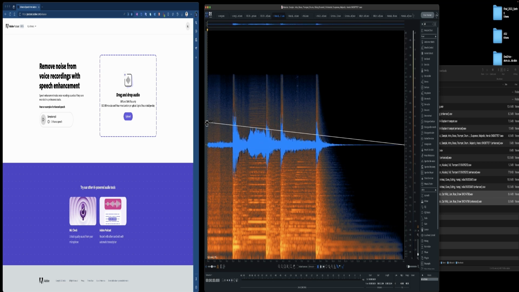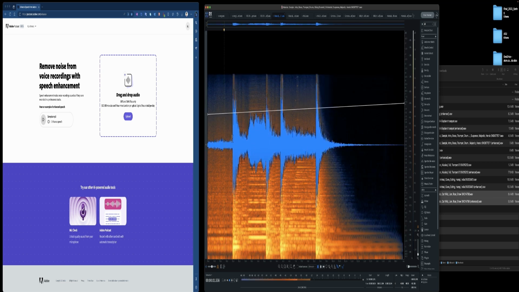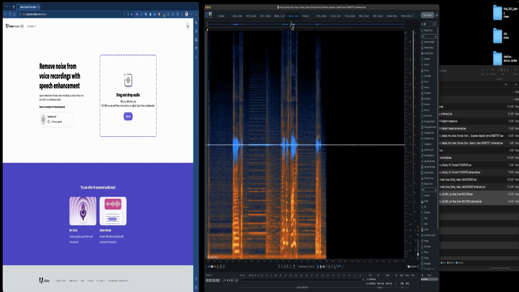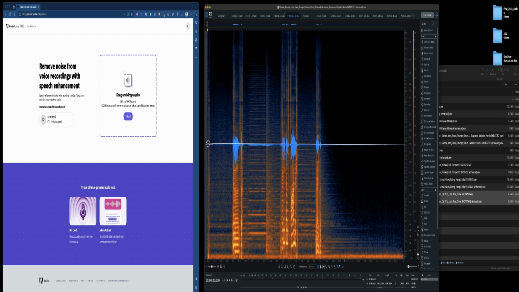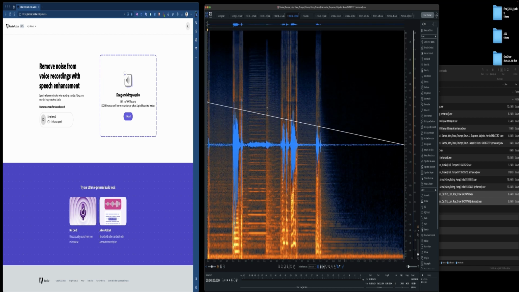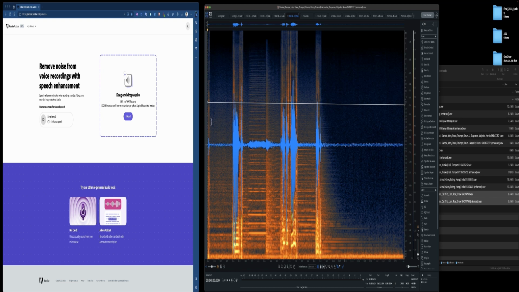Let's get a little higher volume and try it one more time. So this is an orchestra, one of the small phrases. So let's take a look at how Adobe Podcast understands this part.